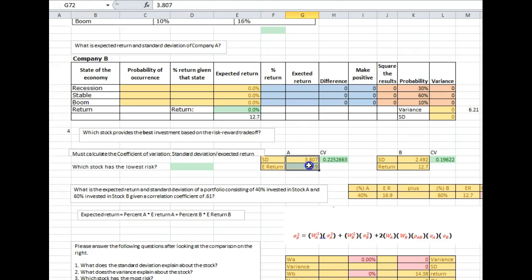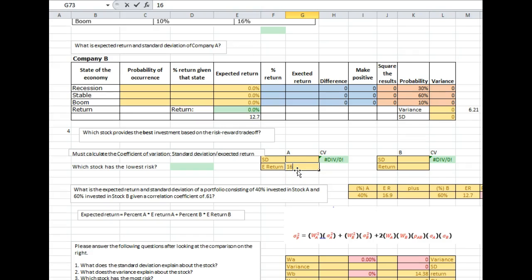I need to take this out, guys. You're going to have the standard deviation for company B. And then the question is, which stock has the lowest risk? If you notice in the book, you're going to find the coefficient of variation to find out the true risk. To get that, you'll do the standard deviation of A over the expected return.